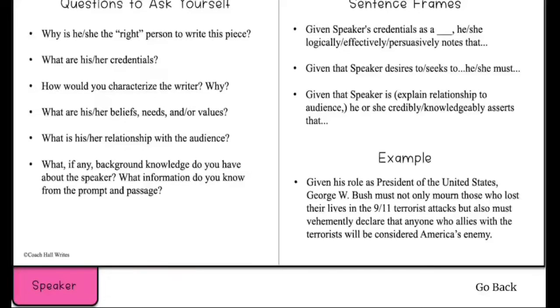This one is for the speaker. There are questions that you want to ask yourself. I have included these in previous videos, but I thought it would be good to put these all in one place. You want to ask yourself, why is the speaker the right person to write this piece? What are his or her credentials? How would you characterize that person? And then I've got some sentence frames over there on the right and also an example. So if you're curious about how to analyze the speaker, those are some things that you might consider.